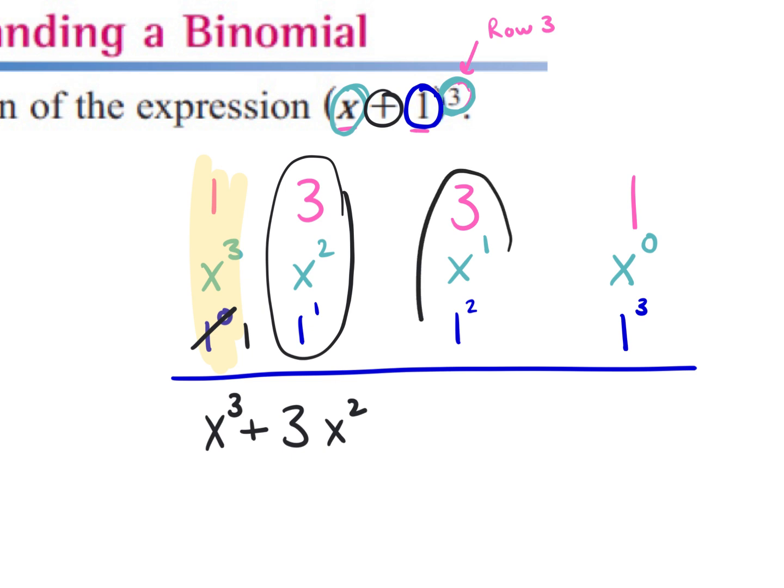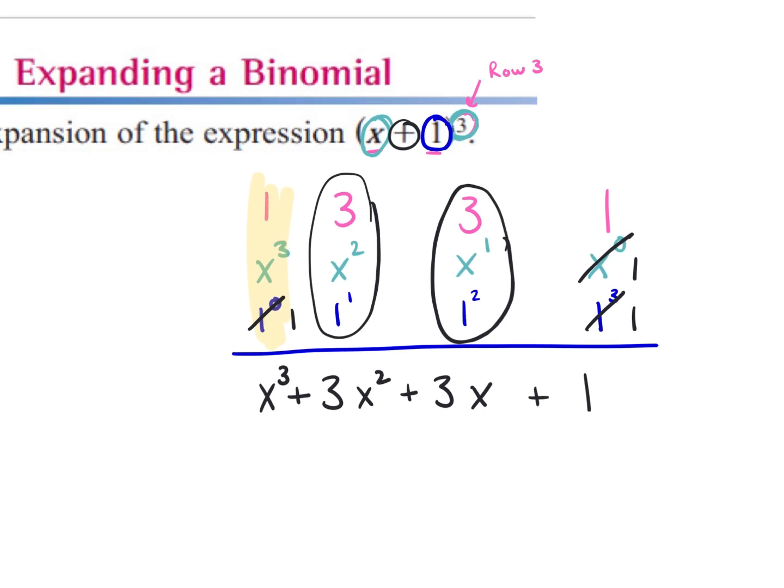Our next term, we're going to multiply these 3 things together. So again, we have a plus 3. 1 squared is just 1, so 3 times 1 is 3. And then x to the first power would just be x. And then what is x to the power of 0? 1. And 1 to the power of 3 would just be 1. So 1 times 1 times 1 is 1. So this would be our answer.